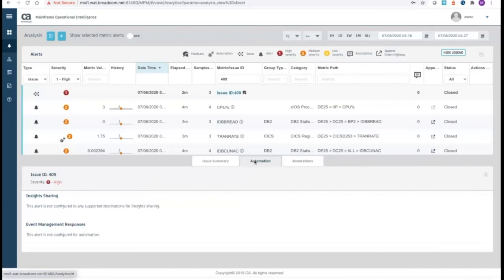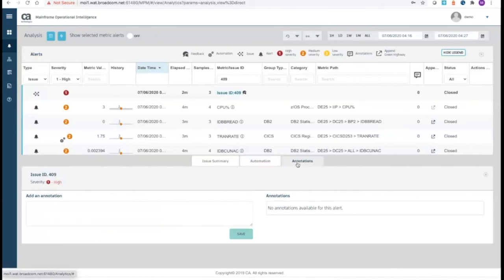The annotation tab helps you collaborate with your fellow operations team to provide comments right on top of the alert. Now we learned how CA Mainframe Operational Intelligence uses machine learning to correlate alerts automatically so that you can focus on your most important task and let the machine learning identify situations for you.